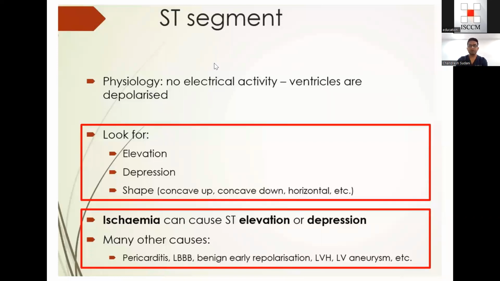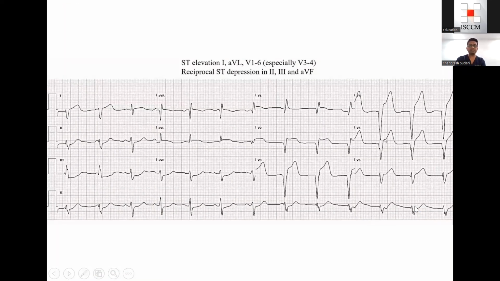Now, coming to the next slide. So ST elevation generally will look like this. You can say it looks like the spine of a cat, with ST elevation in lead V1, lead AVL here also, and leads V1 to V6 are very prominent. So this is the typical ECG of myocardial infarction.